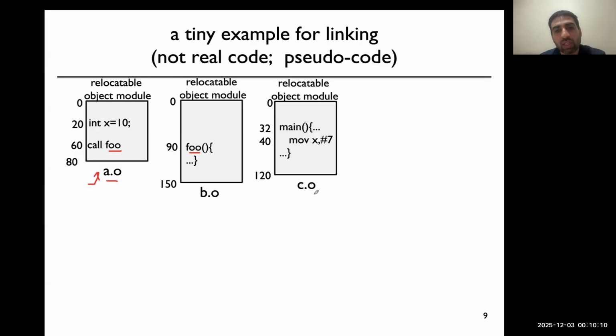And then you also have another source file which is compiled into an object file c.o, where you have the main function. In this main function, you are saying, okay, move number 7 into X, right? What is X? X is this variable.